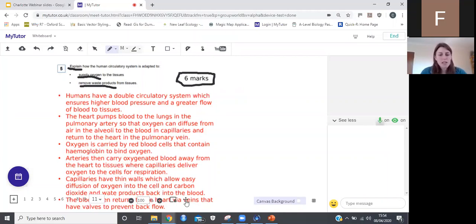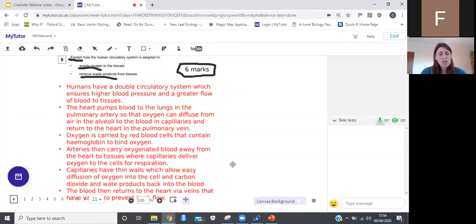So I've made a list here of the points that you can have, and I've structured it so that we talk about our circulation and kind of follow the blood around in its journey of supplying oxygen to the tissues and then removing waste products from the tissues. So we've started with quite a general statement. Humans have a double circulatory system which ensures higher blood pressure and a greater flow of blood to tissues. Okay.